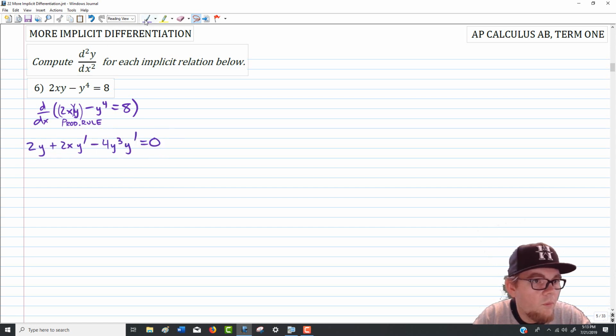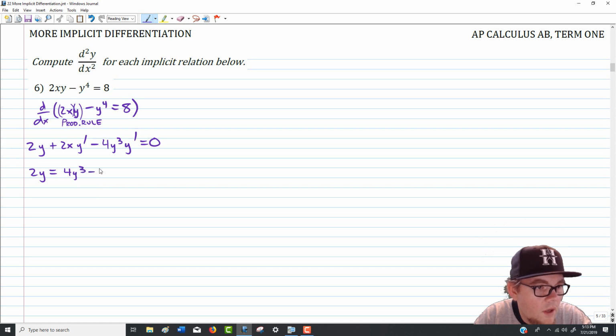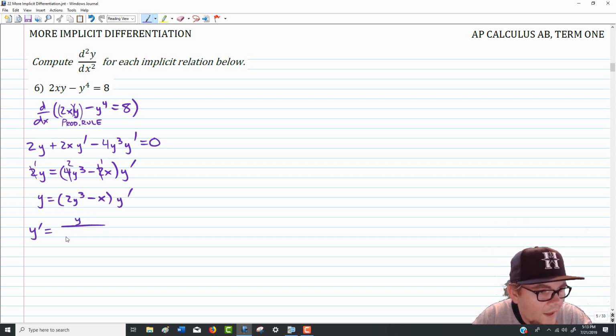Okay, from here I want to get all the y primes together. So a couple different ways to do it. I always like to do anything that keeps as many positive signs as possible. So I'm going to rewrite this as 2y equals 4y cubed minus 2x with everything on the right side multiplied times y prime. I'm also going to go ahead and divide away a 2. Hope that's okay. So our equation now reads y equals 2y cubed minus x times y prime. And then we want to solve this. So y prime is equal to y over 2y cubed minus x.